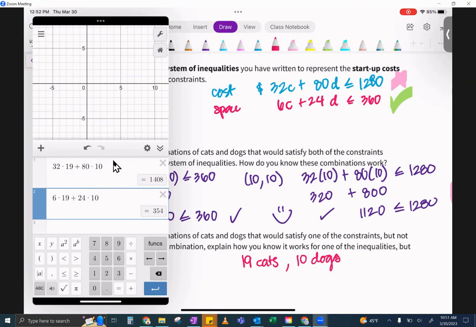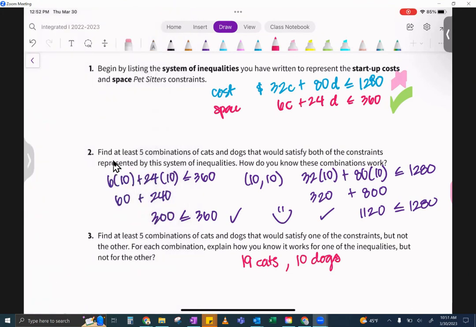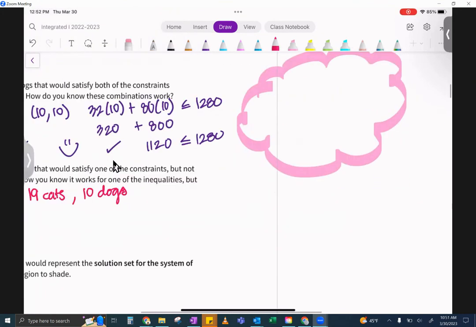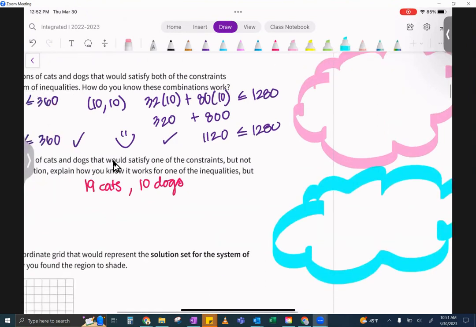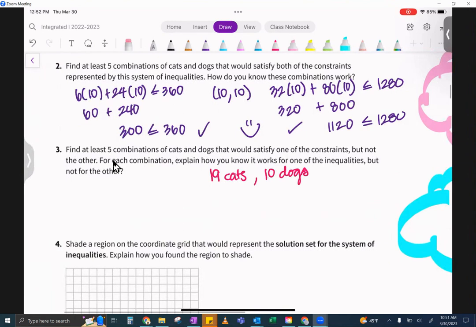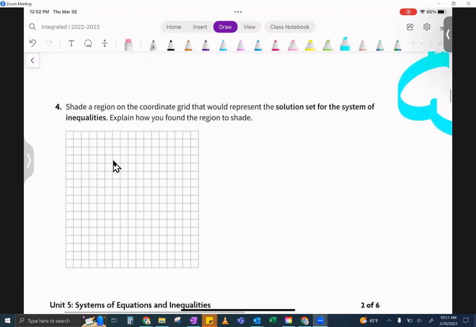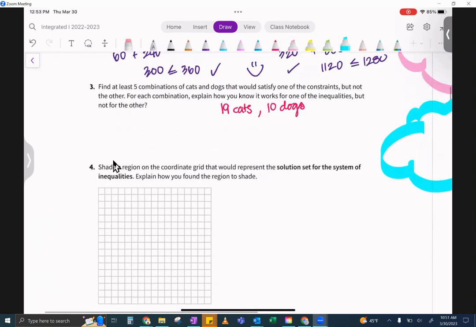Okay. And you can continue playing with these numbers just to find more. Again, I am going to be looking for another set of numbers on your Desmos that you are showing me, with four more combinations that would work for one, but not for both. Then it says shade a region on the coordinate grid that represents the solution set for the system of inequalities and explain how you found that region to shade.